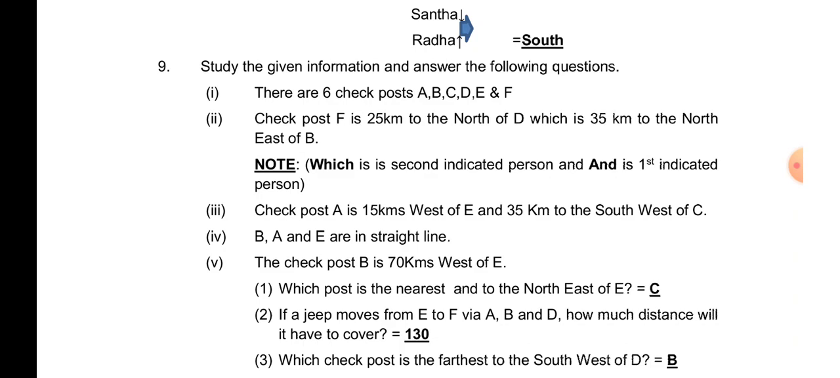The question is, which post is the nearest and to the northeast of E? Second question is, if G moves from east to F via A, B and D, how much distance will it have to cover? Third question is, which checkpost is the farthest to the southwest of T? These are the 3 questions.